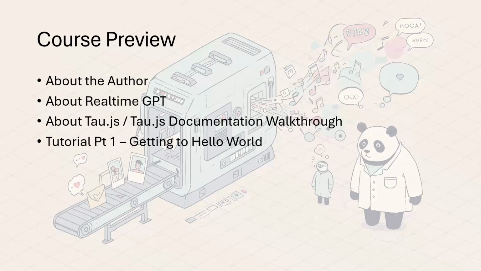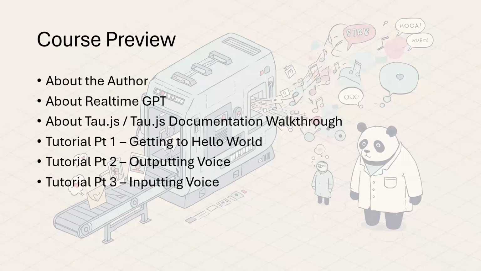After that, it's everyone's favorite, the tutorials. So in our series of tutorials as part of this course, first we'll get to Hello World with our tool. We'll get an AI saying Hello World to us, or really whatever we want. In the next part of the tutorial, we'll output voice. So we'll use the Tau.js debugger to have the AI output voice, and we'll listen to what it has to say.